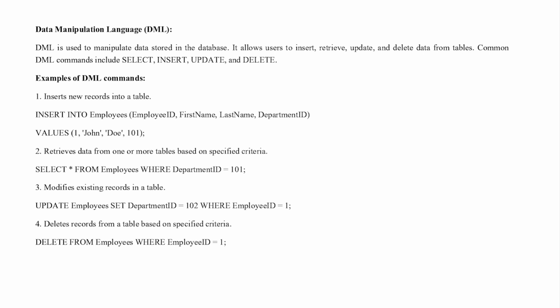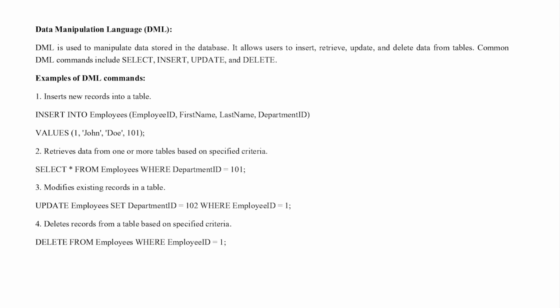Data Manipulation Language, DML. DML is used to manipulate data stored in the database. It allows users to insert, retrieve, update, and delete data from tables. Common DML commands include select, insert, update, and delete. Examples of DML commands. 1. Inserts new records into a table. Insert into employees, employee ID, first name, last name, department ID, values 1, John, Doe, 101.